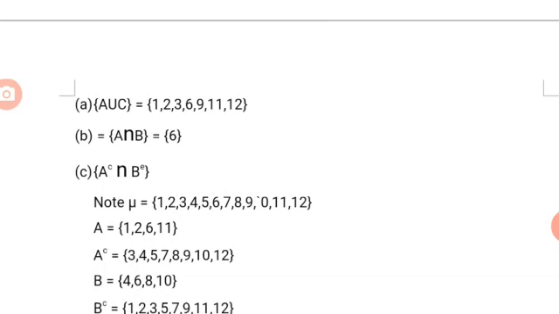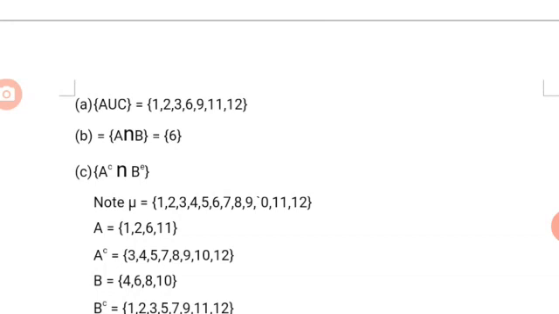Now, the third one is A complement intersection B complement. Let us note that the universal set is the set of positive integers less than 13, that is from 1 to 12. Are we together? Then A is 1, 2, 6, and 11.